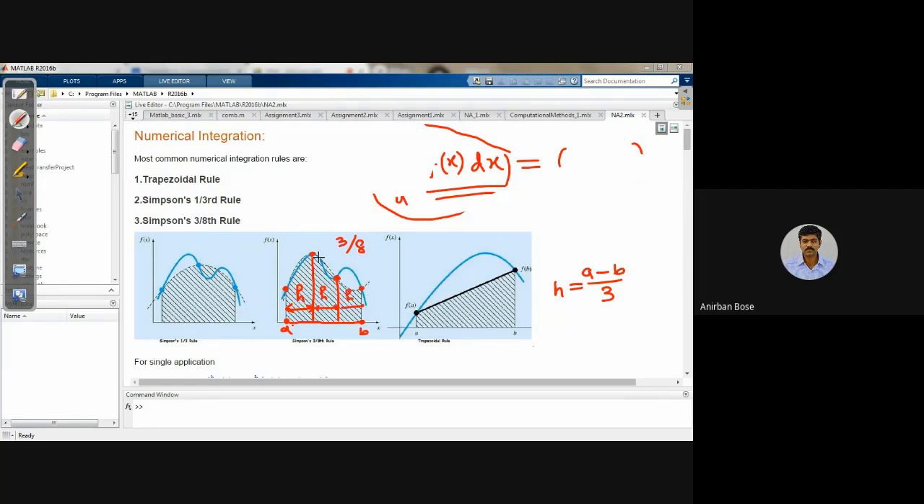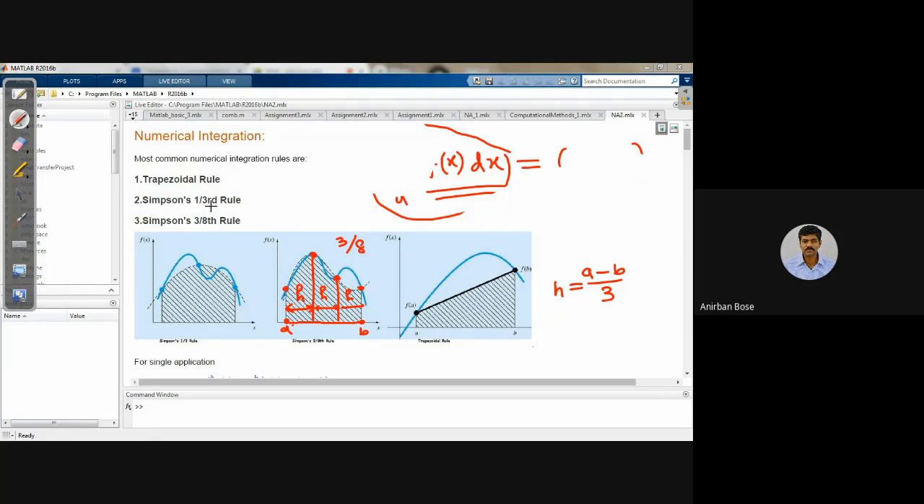And through these 4 points, you just think of one cubic parabola or third order polynomial, and if you find out the area under that polynomial, that is going to give you the corresponding approximation of the numerical integration of the actual function, the area under this curve, under that function. Okay, so this is what is the Simpson's 3/8 rule.